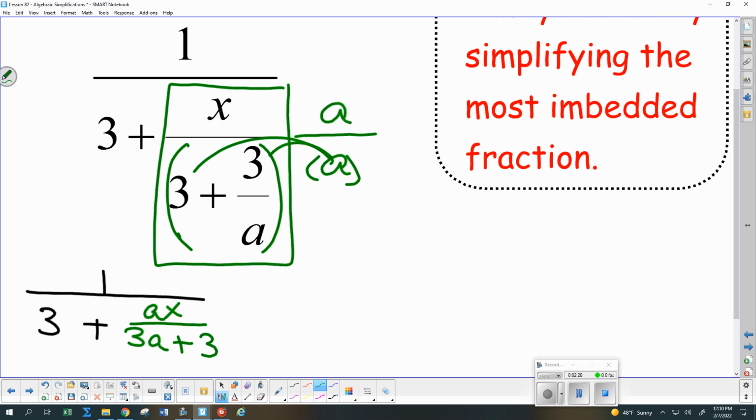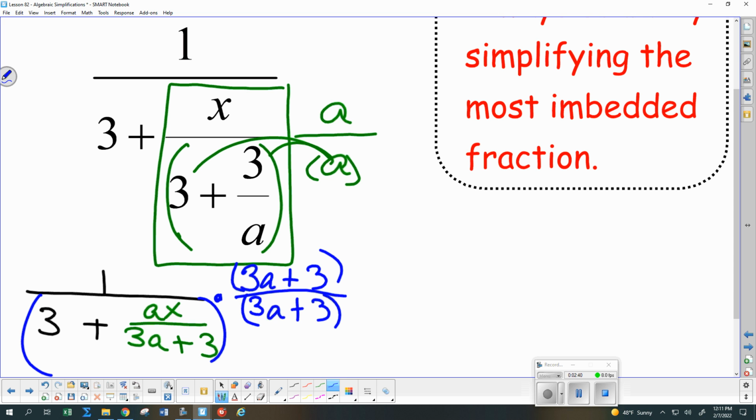Yesenia, now what do I need to multiply by? I'm going to draw a new fraction bar even with the main one, and what do I need to multiply that numerator and denominator by? So I write in 3a plus 3 over 3a plus 3, and parentheses around the things that have pluses in them. So numerator times numerator is easy. 1 times the blue parentheses, 1 times 3a plus 3 is 3a plus 3.